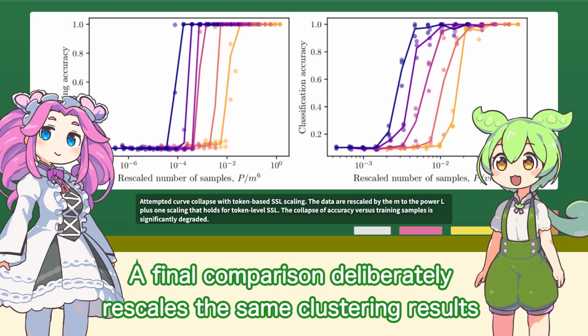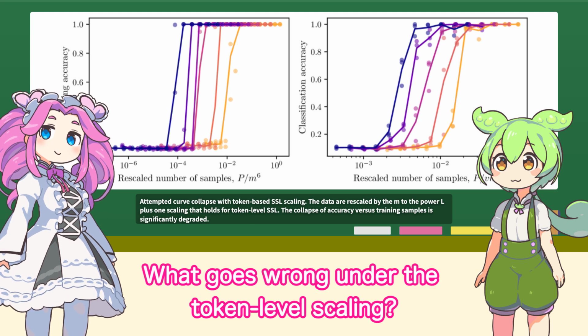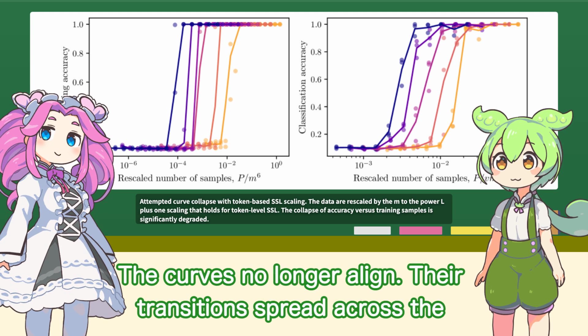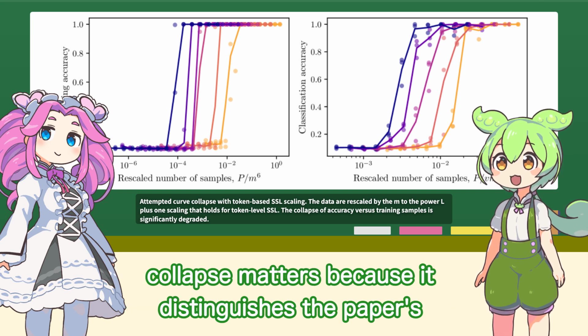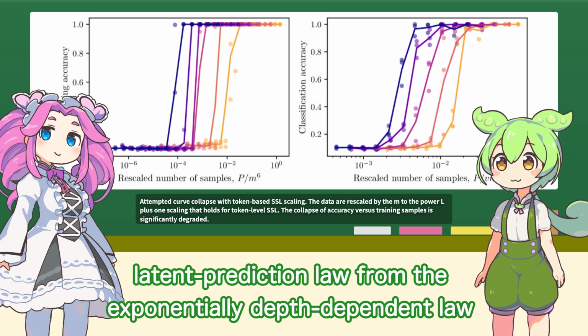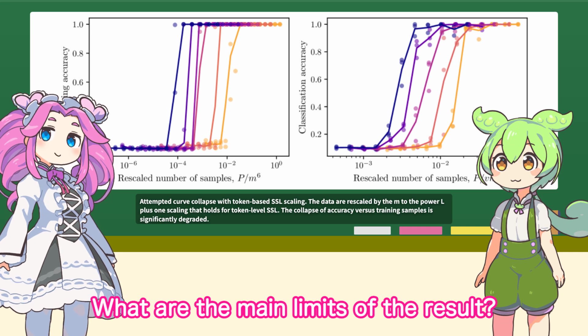A final comparison deliberately rescales the same clustering results using the token-level prediction law. What goes wrong under the token-level scaling? The curves no longer align. Their transitions spread across the horizontal axis instead of collapsing onto one threshold. That failed collapse matters because it distinguishes the paper's latent prediction law from the exponentially depth-dependent law already known for token-level self-supervision. What are the main limits of the result?